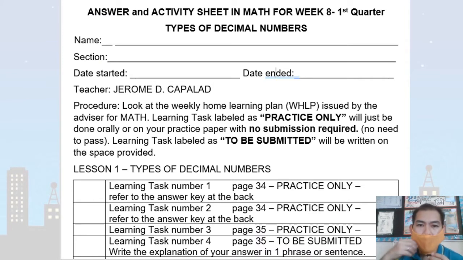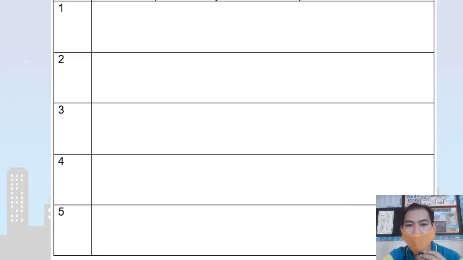Okay, so for the answer and activity sheet in Math week 8 for the first quarter, the types of decimal numbers, if there is a practice only, it means that no submission is required. So hindi na po natin isasubmit pa yan. So let us focus doon na lamang po sa to be submitted. So learning task number 1, practice only. Learning task number 4 is to be submitted. Then just write here your solution, answer, and label.